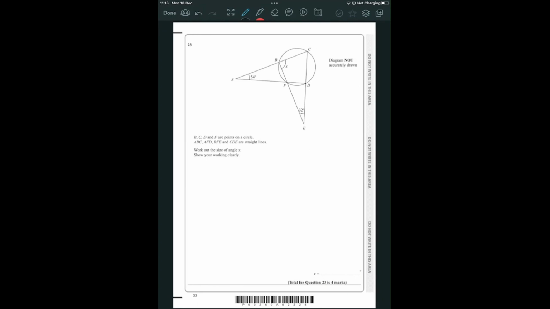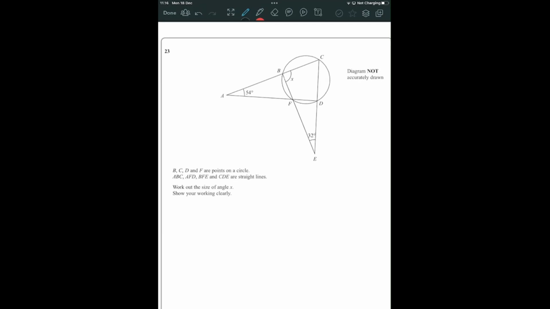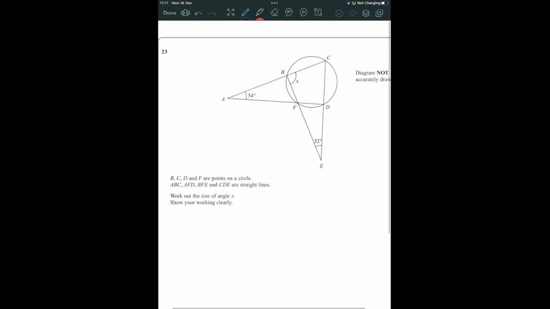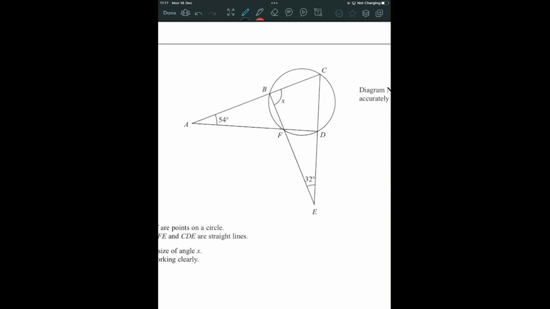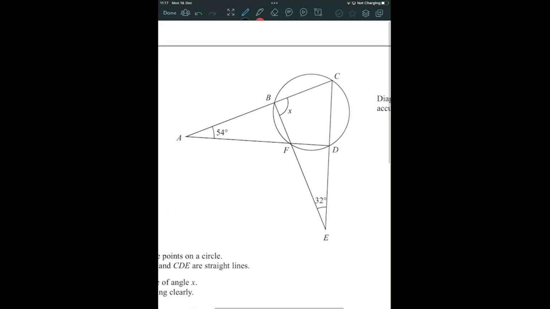Question 23. A circle theorems question with a little bit of algebra in already, just because we want to find that value. B, C, D, F are on the circle. Picture shows it. A, B, C, A, D, A, F, D, B, F, E, and C, D, E are all straight lines. Well, all of that is given in the picture, so I don't really need to read any of that again. I want to try and find this value, x.